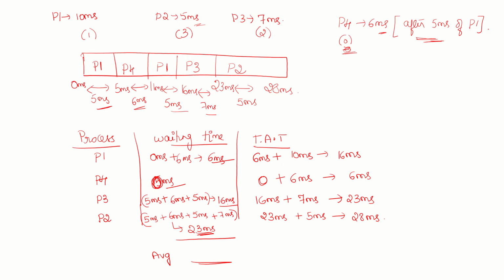6 plus 0 plus 16 plus 23, if you do, you will get the answer as 11.25 milliseconds. And for the turnaround time, here it is 16 plus 6 plus 23 plus 28. Here it is 18.25 milliseconds. Here it is 11.25. Here it is 18.25 milliseconds.